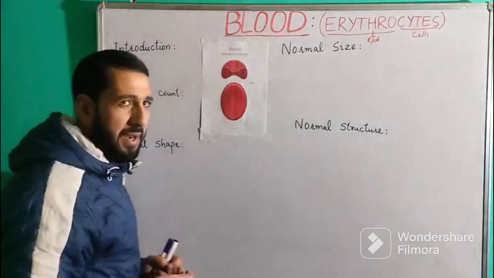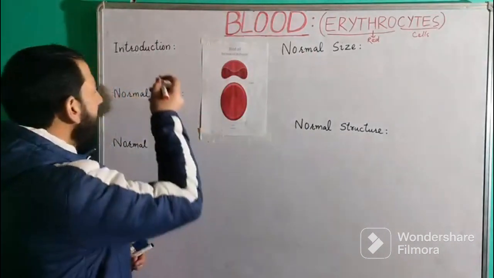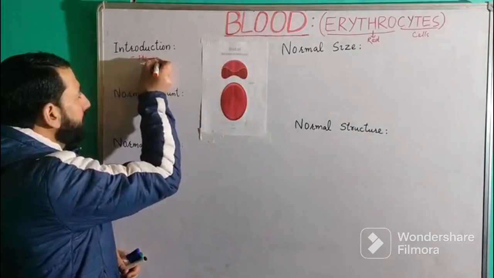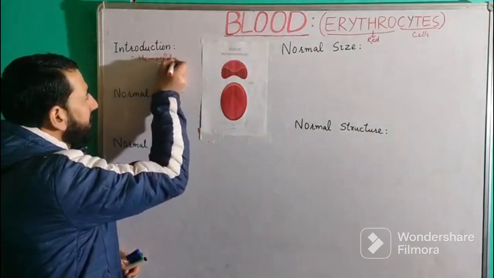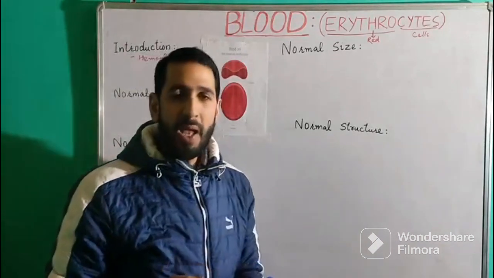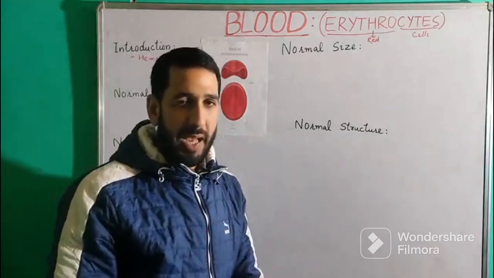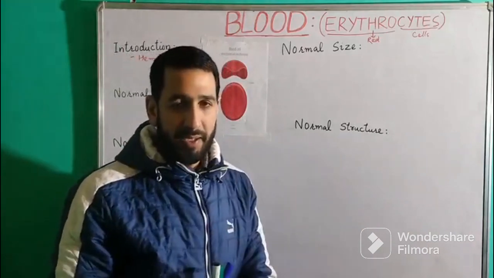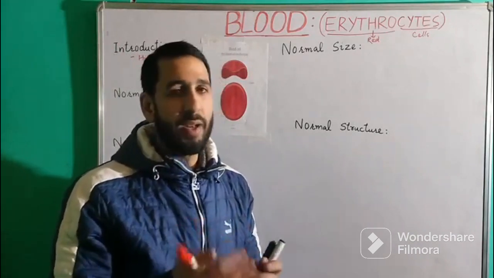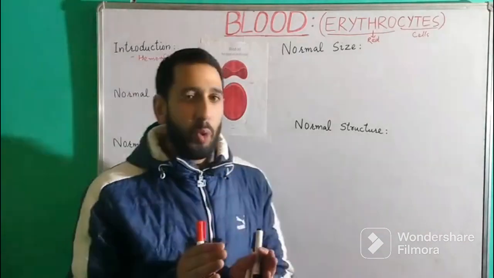These cells are red in color because of the presence of a coloring pigment inside, and that pigment is called hemoglobin. So these red blood cells contain hemoglobin in their cytoplasm, and because of the presence of that hemoglobin inside, these cells appear red in color. So we simply call them red blood cells, red cells, or erythrocytes.